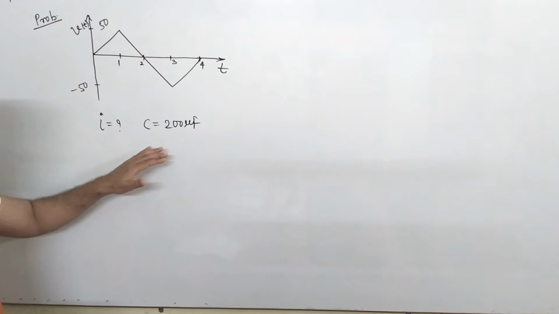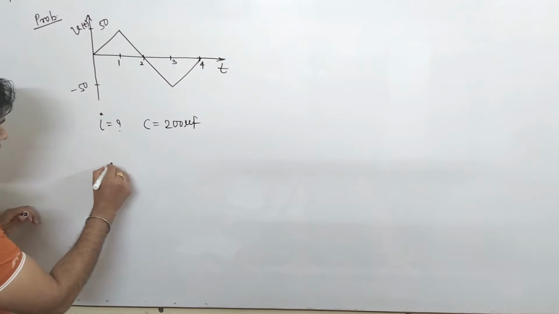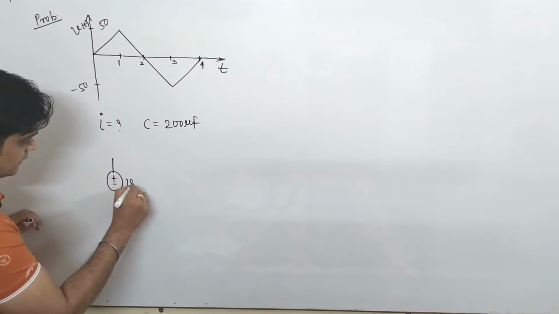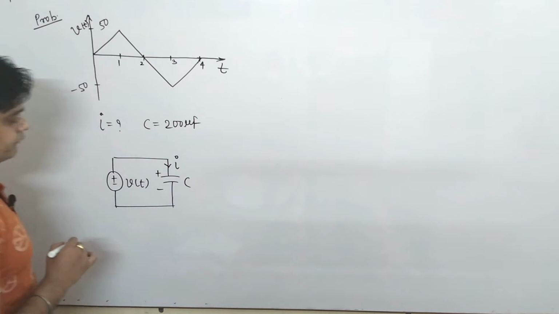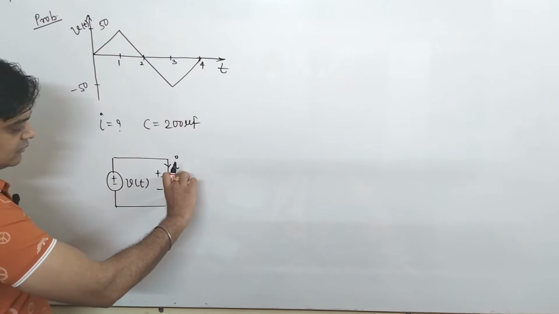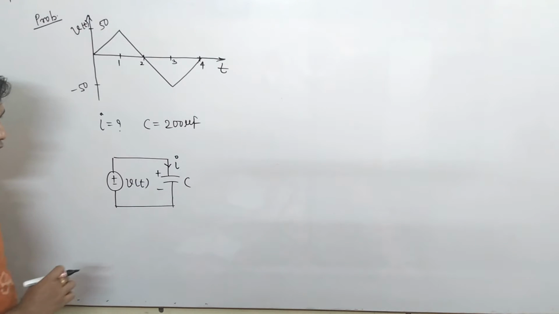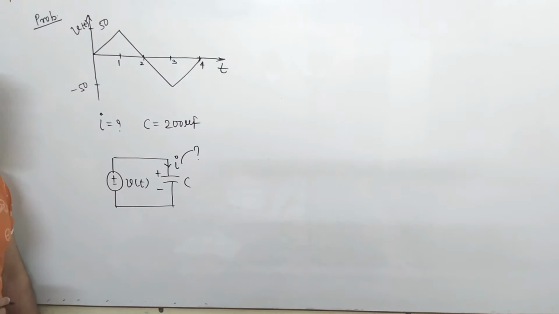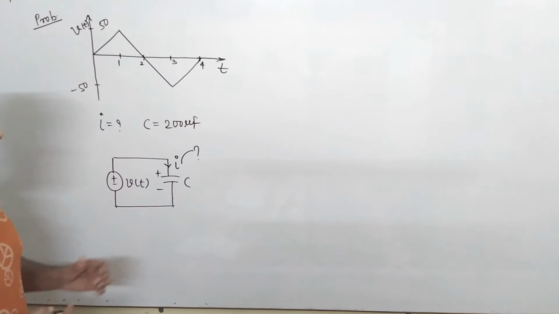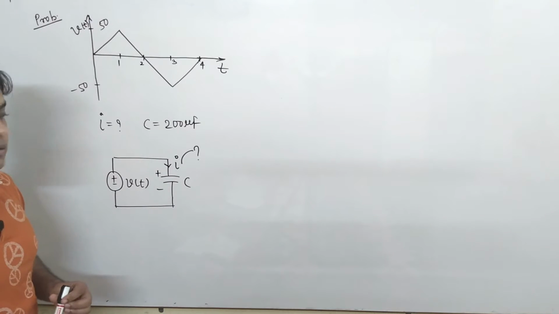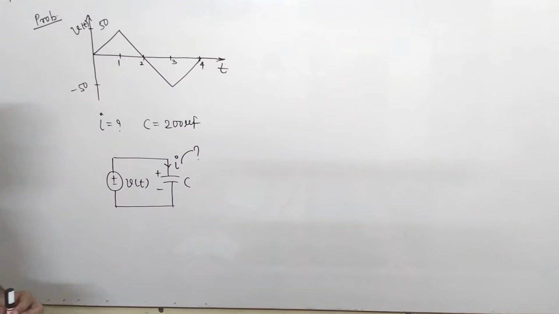It means you can say that there is a circuit here, with that voltage which you can call Vt. Here is your voltage Vt, this is your capacitor C, and this is the current which is flowing. So basically you have to find the value of I when this Vt is applied across the capacitor C, and the value is mentioned as 200 microfarad. Now we'll see how we solve such problems.